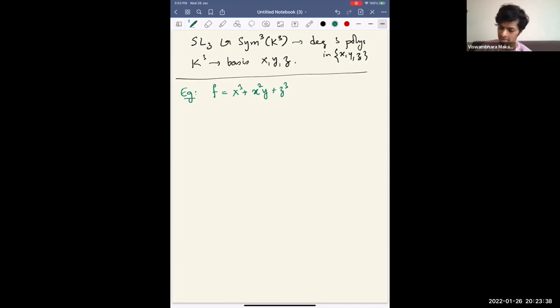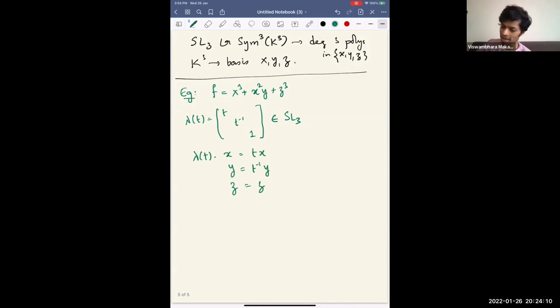I look at this diagonal matrix lambda of t to be t, t inverse, and 1. This diagonal matrix is in SL3 because it's a diagonal matrix and if you multiply the terms on the diagonal, it's 1. To be concrete, when I apply it on x, I get t times x. When I apply it on y, I get t inverse times y. When I apply it on z, I just get z.